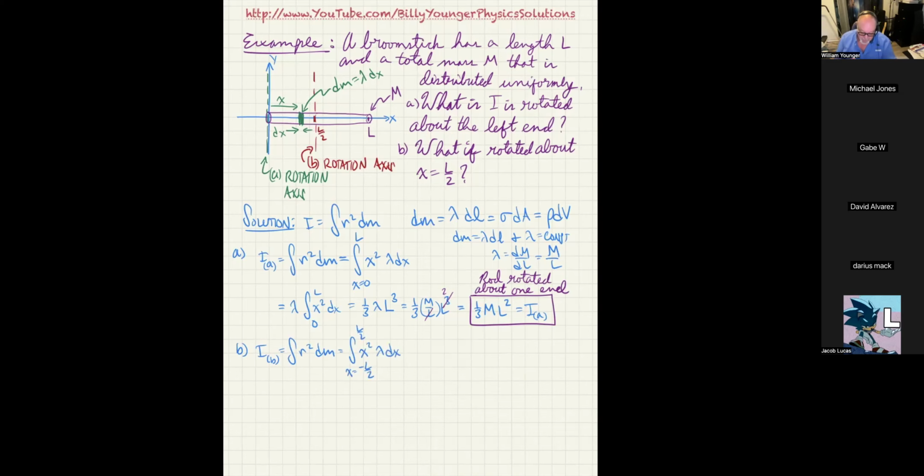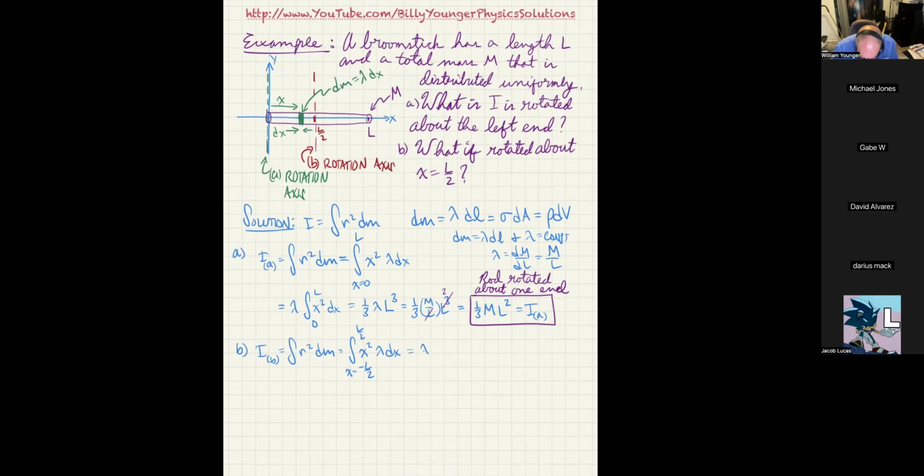I've imagined moving the y-axis to what was originally called x equals L over 2, but now is going to be called x equals 0. And then what was x equals 0 is going to become x equals negative L over 2. And what was x equals L is going to become x equals L over 2. So the left end is going to become x equals negative L over 2, and the right end is going to become x equals positive L over 2.